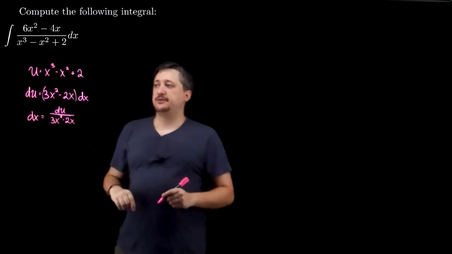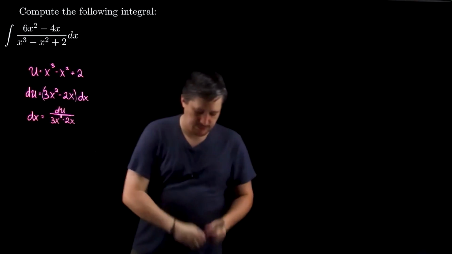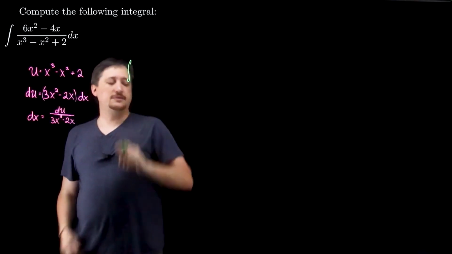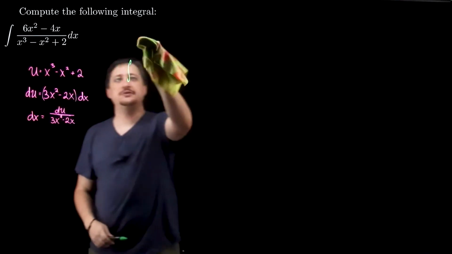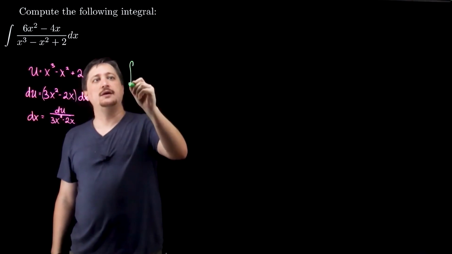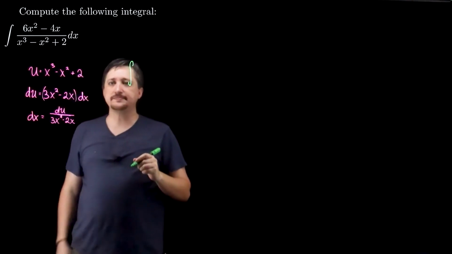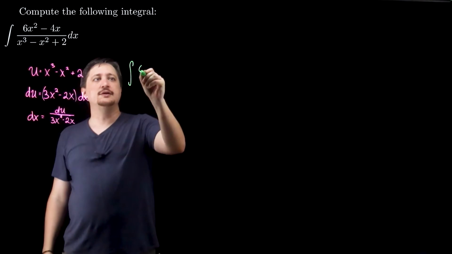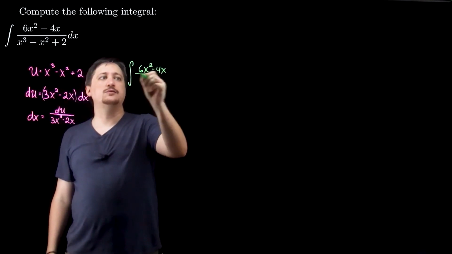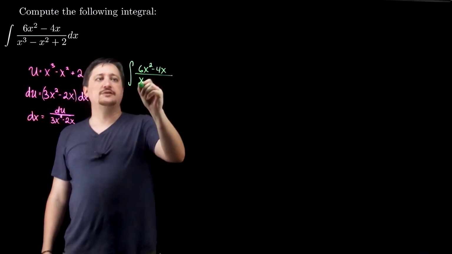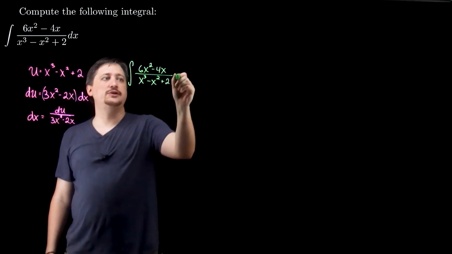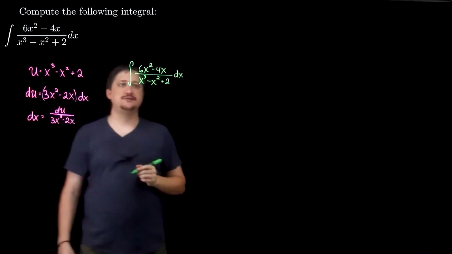So now I'm going to go back to my original integral. Oh man, I usually don't care, but that is a disgraceful integral sign. Let's try that again, shall we? All right, that's a little bit better. So my integral is originally 6x squared minus 4x over x cubed minus x squared plus 2 dx. So this is the original piece.